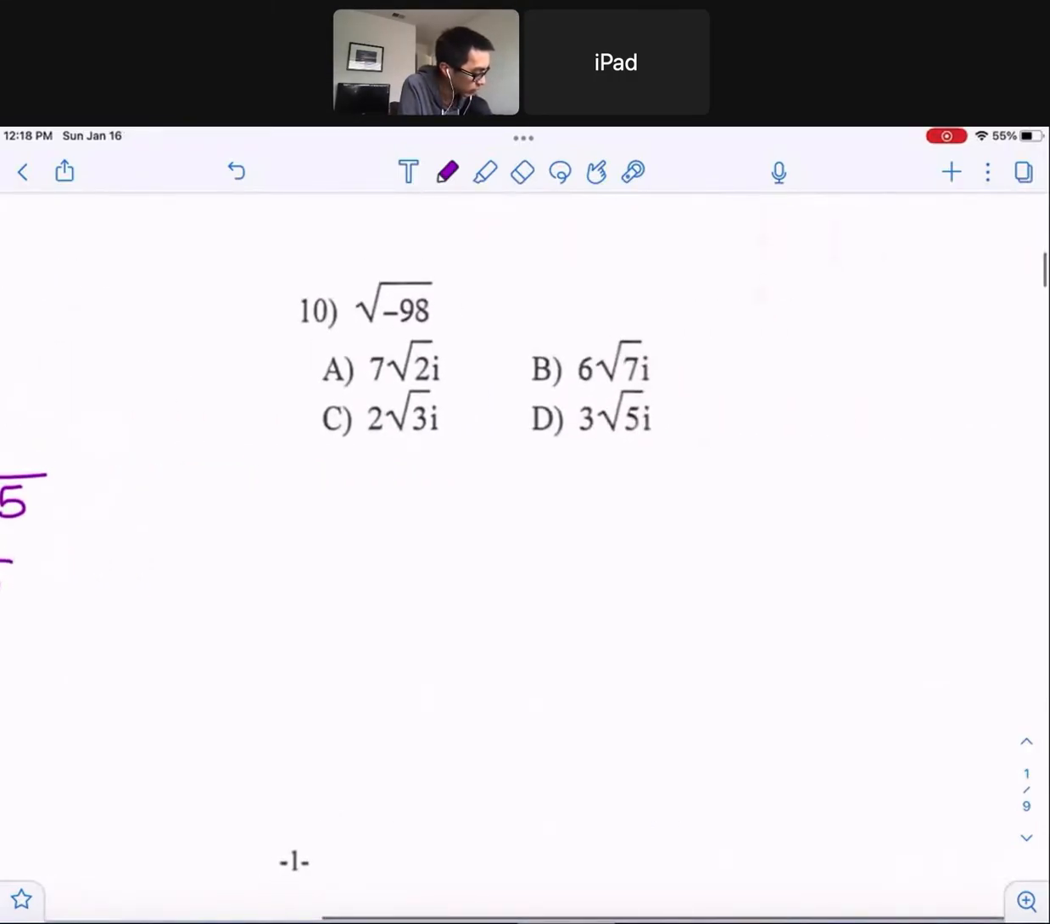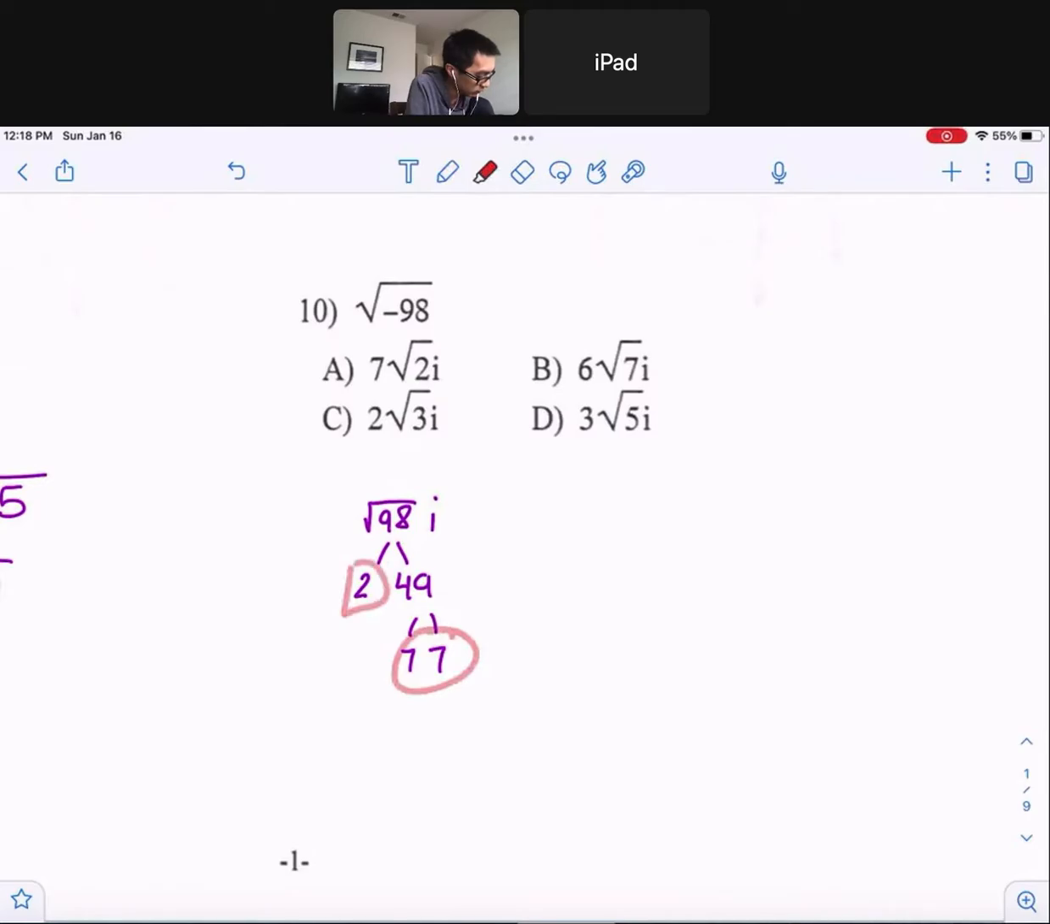Number 10, okay, the only difference between this one and the number 9 is that it's a negative. So you guys take out the negative sign by putting an i, because i is equal to the square root of negative 1. So 2 times 49 is 98. 7 times 7 is 49. Pairs of 7's, leftover of a 2. So we got a pair of 7 on the outside, leftover on the inside, i. So that is going to be A.